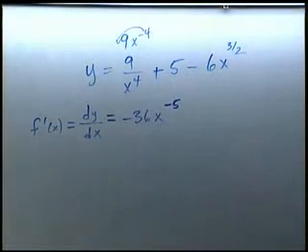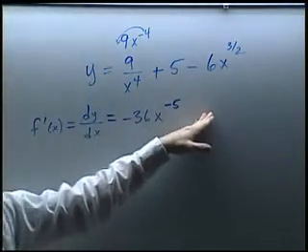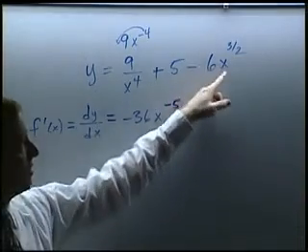Zero, because 5 is a horizontal line, and the derivative of a horizontal line is 0. So I really don't even have to put anything in here. I don't have to put a plus 0. Okay, what about the derivative of this one?